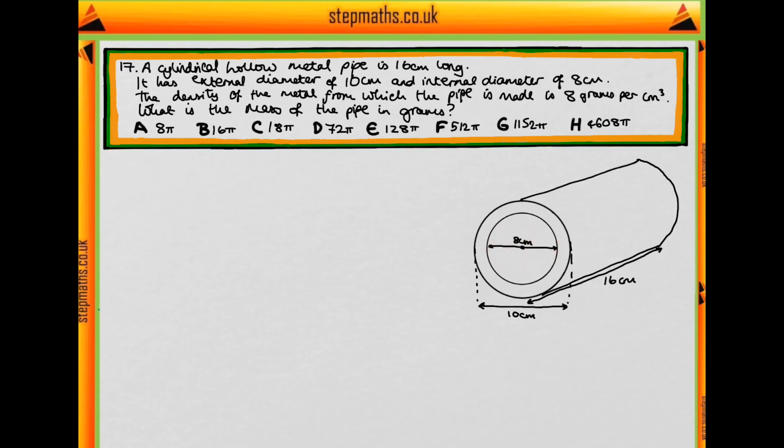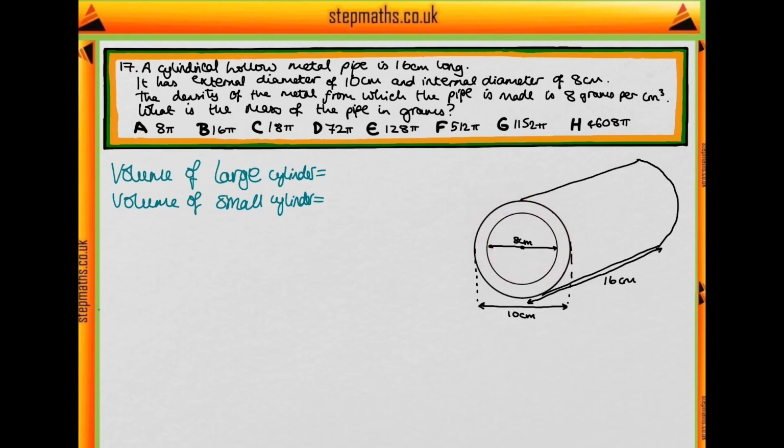We also know the density of the pipe, so the metal it's made from. The density of that is 8 grams per centimetre cubed, and we want to find the mass. So to find the mass, we're going to have to find the volume. So let's think about the volume of the large cylinder and then the volume of the small cylinder, and then we can consider the large cylinder, subtract the small cylinder to find the hollow pipe we have.